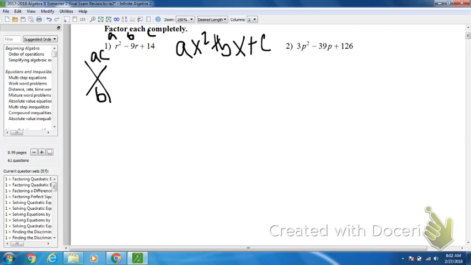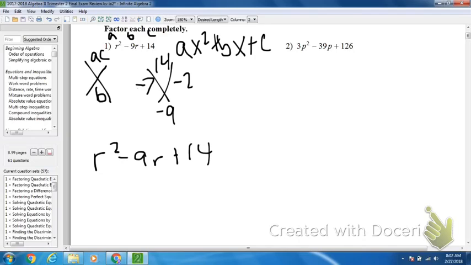So I'm going to try and find two numbers that multiply together to give me 14 but add to give me negative 9. And those numbers are negative 7 and negative 2. So r squared minus 9r plus 14 factors to r minus 7 times r minus 2.